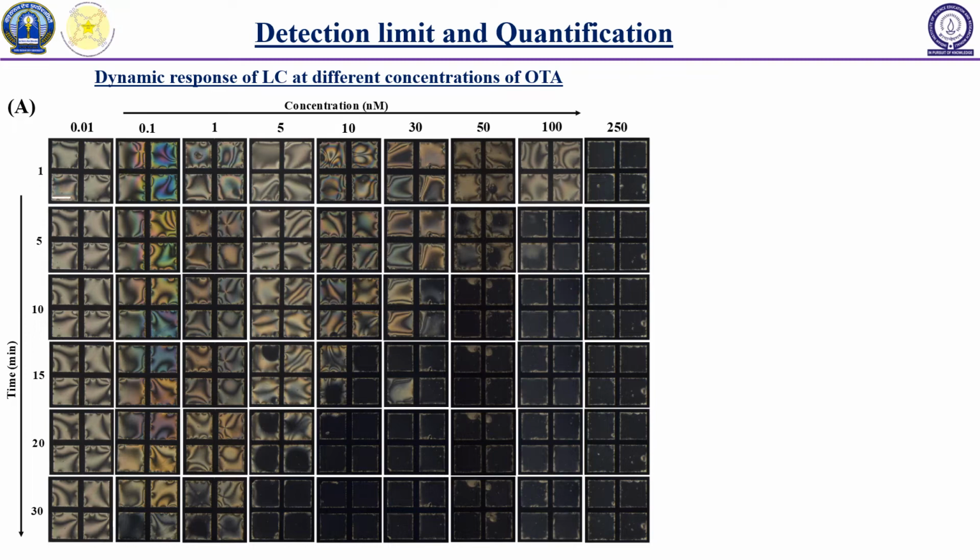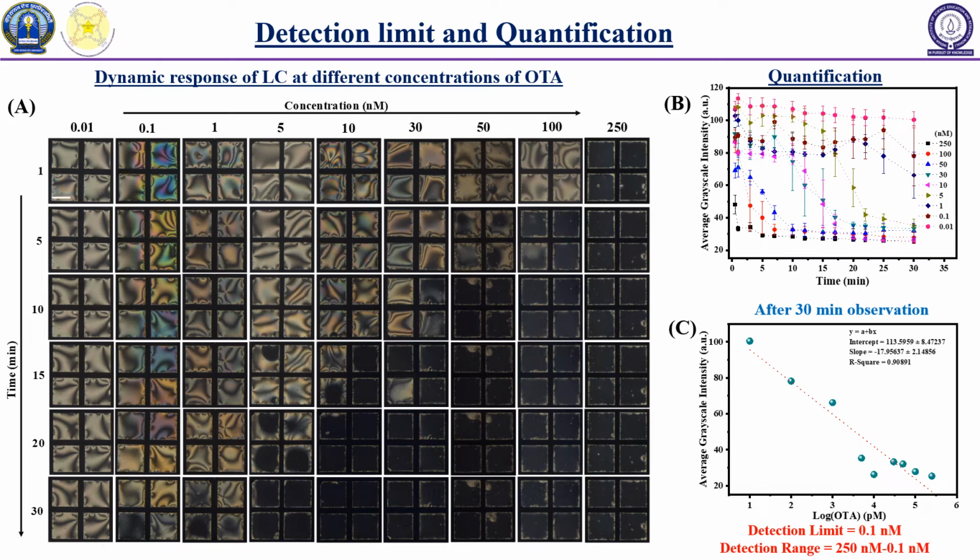For further quantitative analysis, we measured the average grayscale intensity of the optical images captured at different times for different concentrations of the OTA. We observed that at higher concentrations, the GI value decreased immediately within 1 to 5 minutes. However, on further decreasing the concentration of the OTA, the GI value decreased slowly. For example, at 0.01 nanomolar of the OTA, no significant change in the GI value was observed.